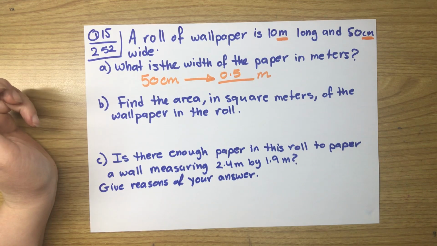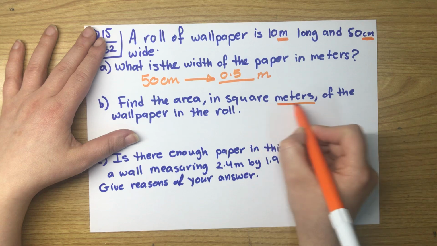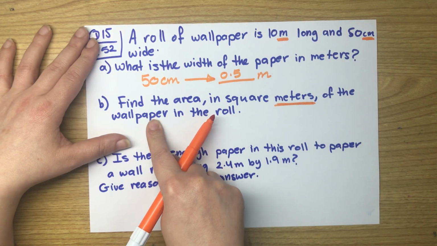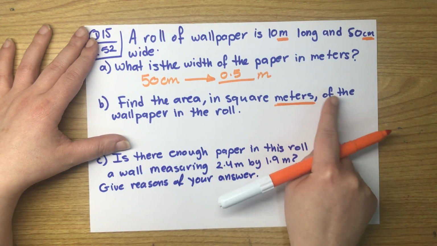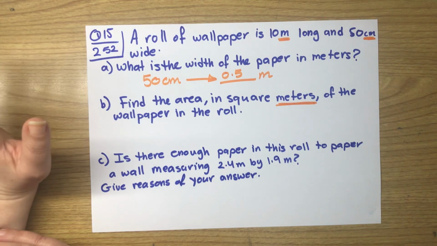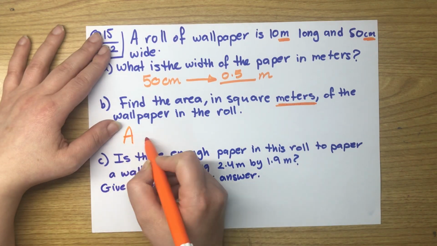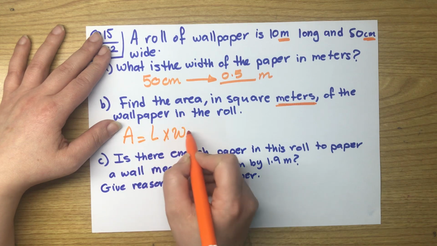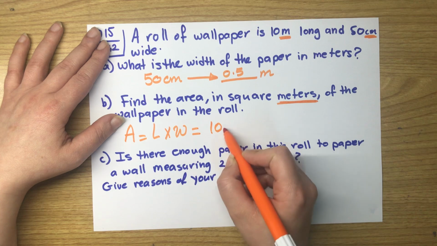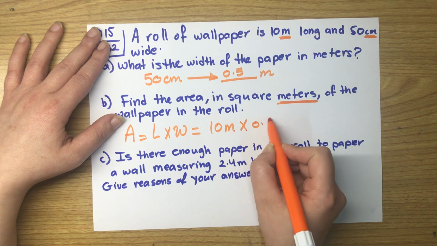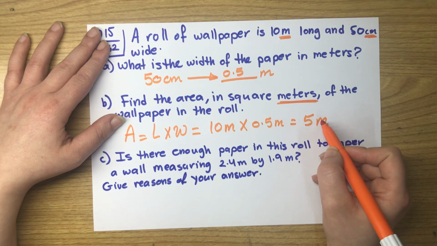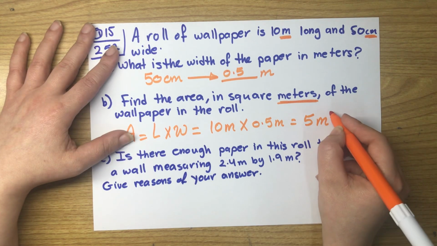Question number B. Find the area in square meters. That's why they ask us to change the centimeters into meters, so we can work with the second question. We have to find it in meters of wallpaper in the roll. So what is the area? So the roll must be a rectangle. So area of it is going to be length times width. Okay, guys? The length equals 10 meters times half a meter, which equals 5 meter. 5 meter what? 5 meter squared.